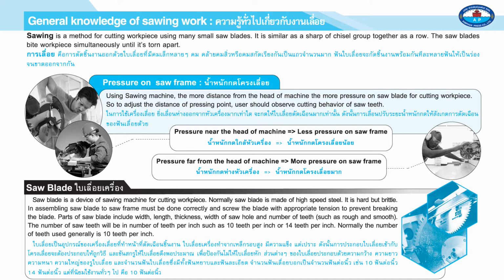The number of teeth is given in teeth per inch, such as 10 teeth per inch or 14 teeth per inch. Normally, the number of teeth used generally is 10 teeth per inch. Page 87. Characteristics of the blade.